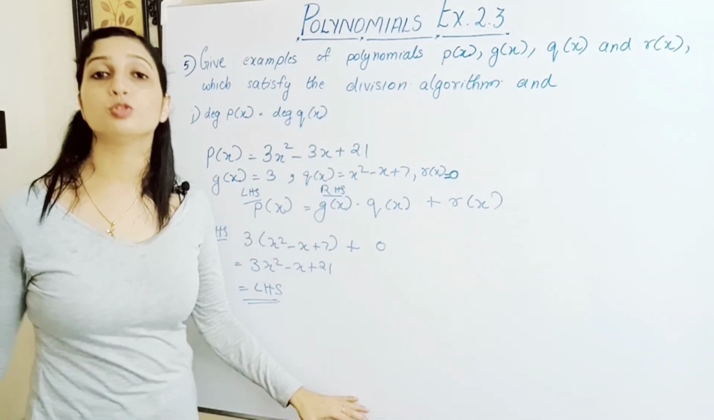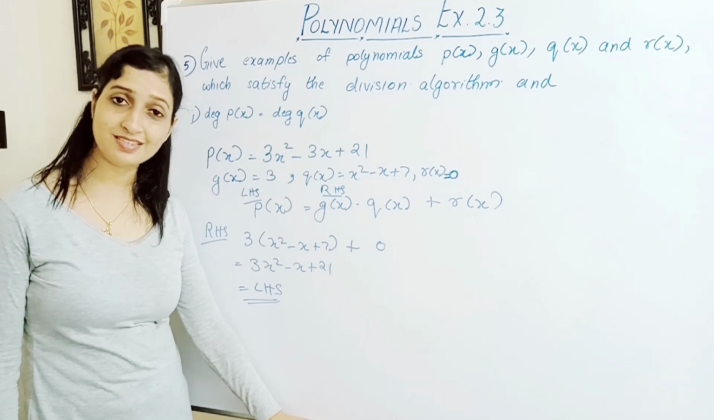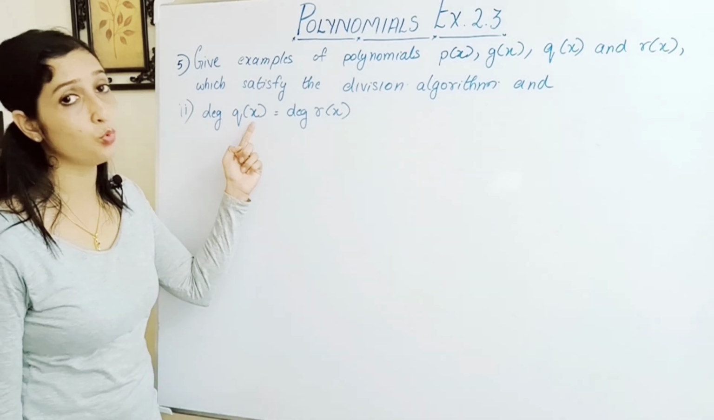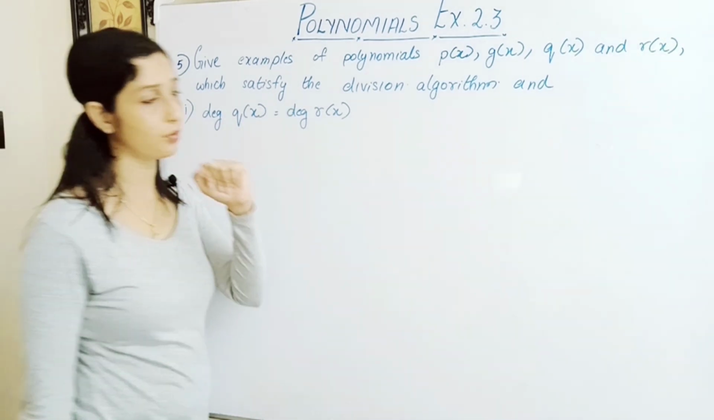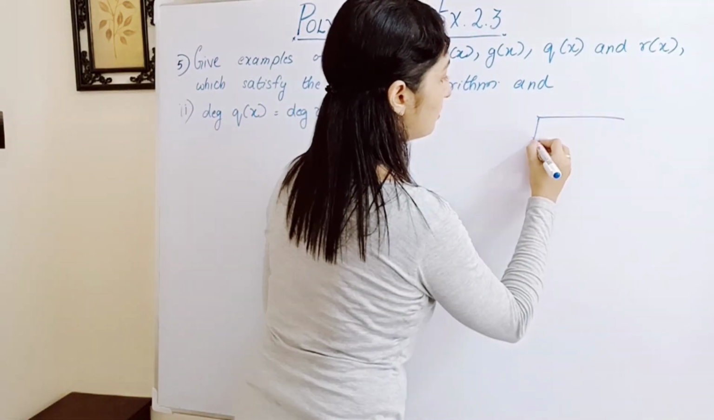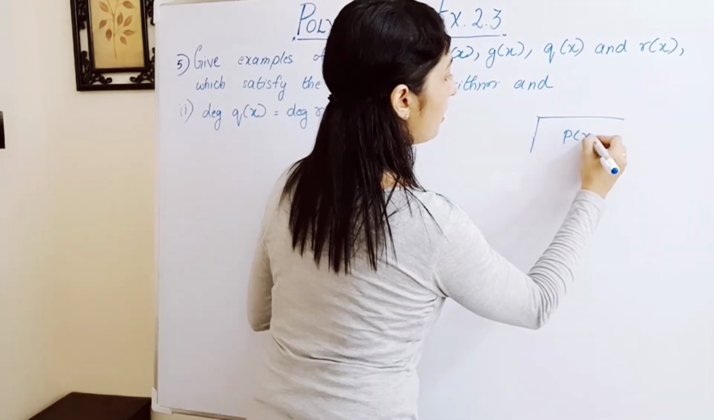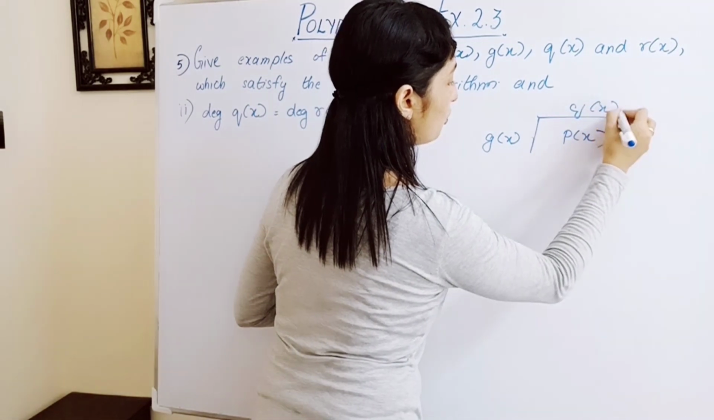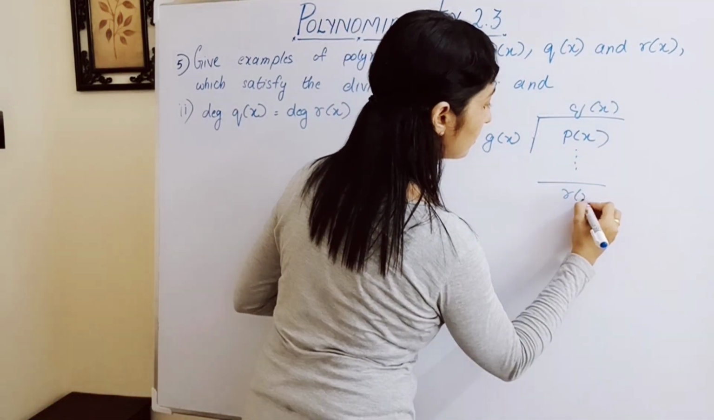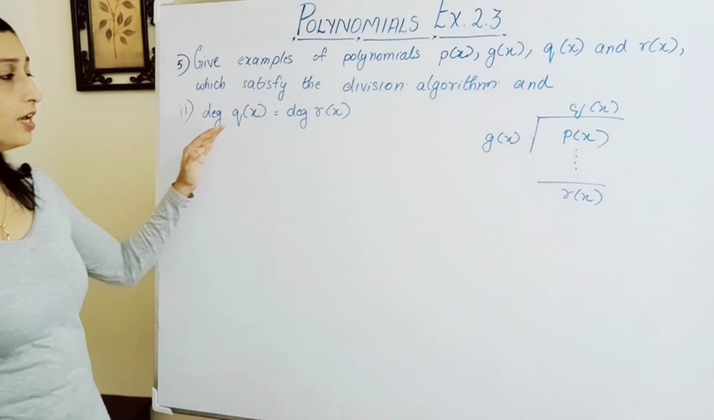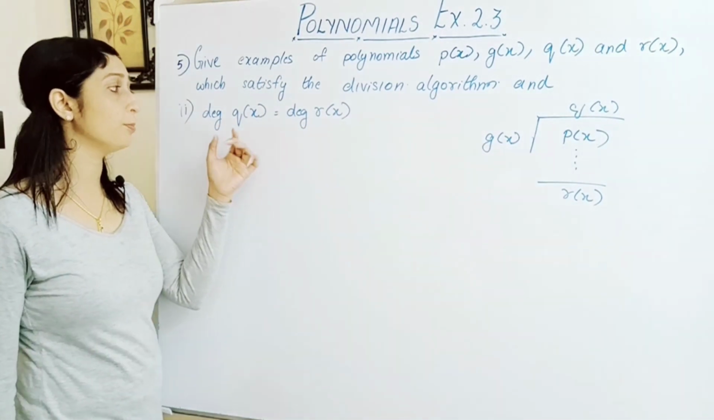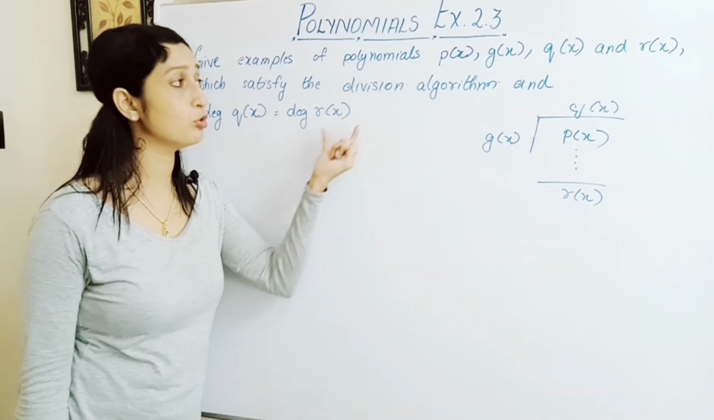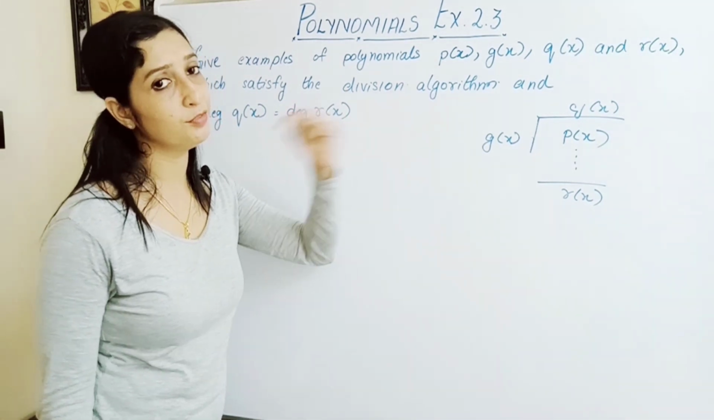So now let's move on to our next part, which is part 2. So this is our part 2 and the condition is degree of q of x is equal to degree of r of x. So how do we represent our division generally? Here you write p of x, here you write g of x, here you get the q of x and here you get the remainder r of x. So now they have asked to find out a polynomial where the degree of q of x is equal to degree of r of x, and also it satisfies the division algorithm.